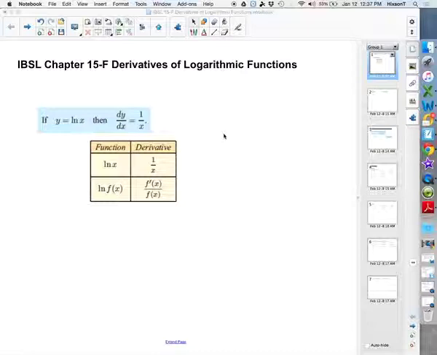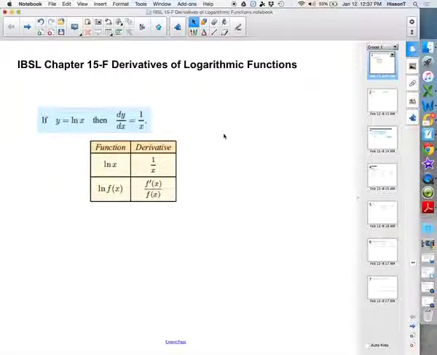Now again, this is one where the rule itself is not that hard to remember. However, it's very easy to forget when and how to use the chain rule in this case. Okay? Now, if you're going to end up using the chain rule, notice that the inner function is going to be inside the natural log. So look for that. Okay?